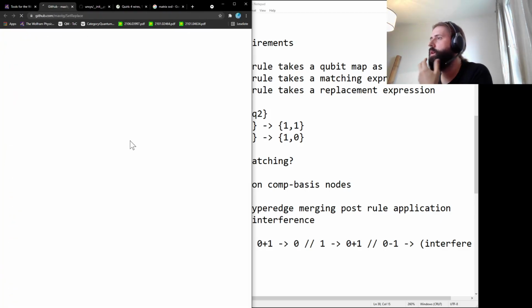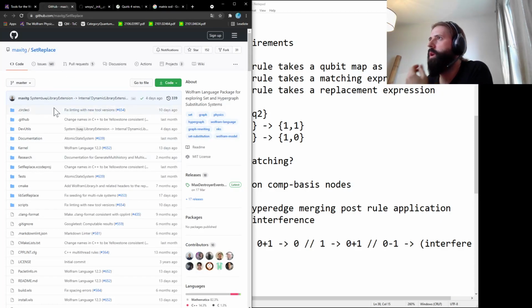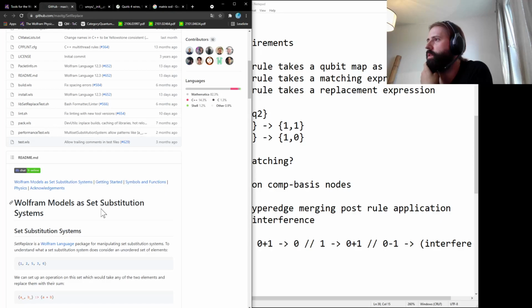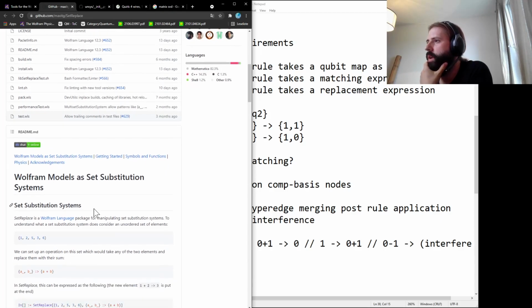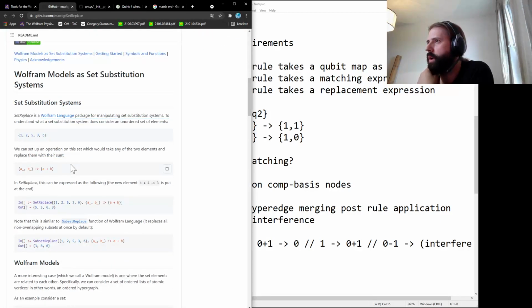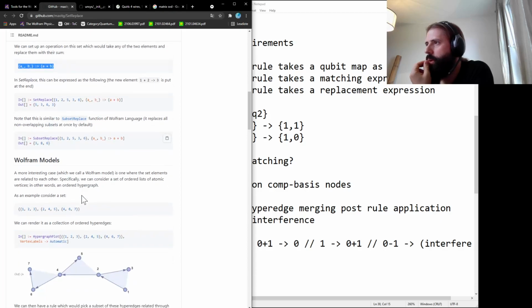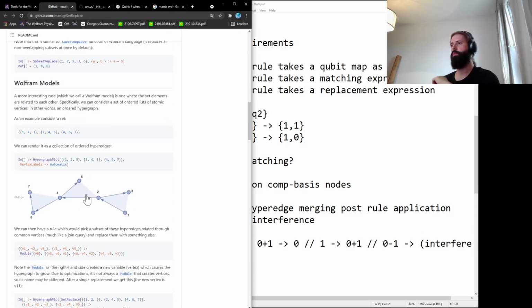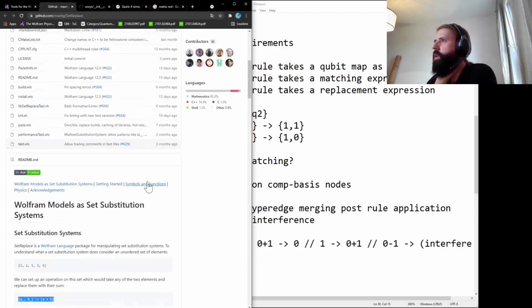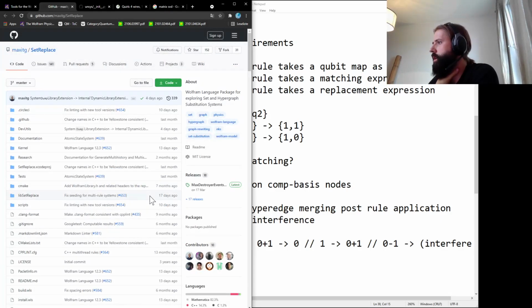Look at these. I think I saw these. So this is the SetReplace. Okay, so that's actually Wolfram models, set substitution systems. Okay, that's something that I will probably take a look at. Oh, look at these. Okay, cool. Wolfram models. Yeah, I think that's probably worth taking a look at, because I can probably use that to exploit set and hypergraph substitution systems.